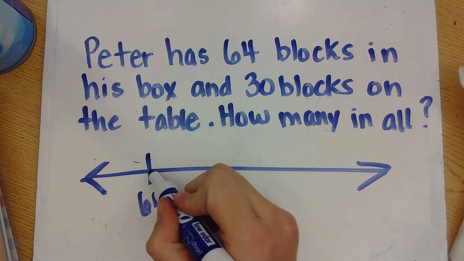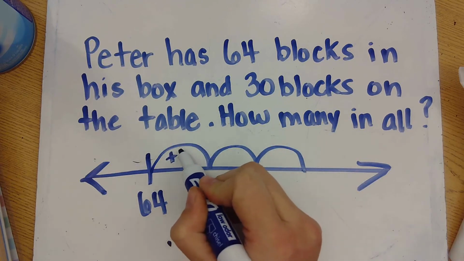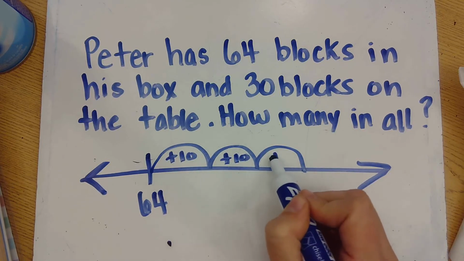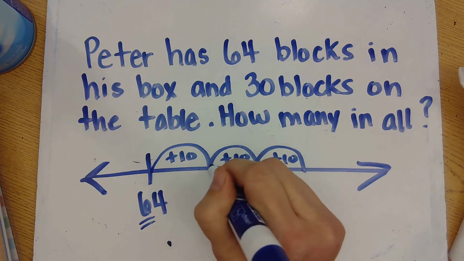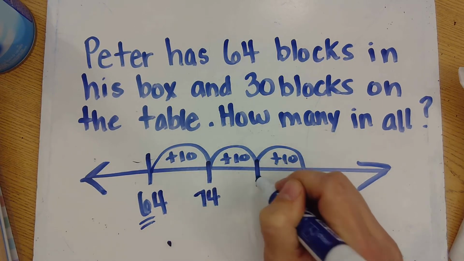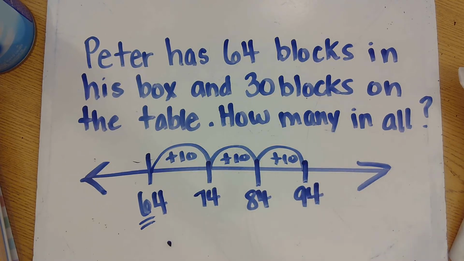Well, I'm going to hop 3 times, 10, 20, 30. So each time I hop, I am adding 10. And now I will be able to count up 30 in a really easy way. Remember, if we are counting by tens, the only number that will change is the number in the tens place. So 64, this would be 74, this would be 84, and this would be 94. So I know that Peter has 94 blocks in all.